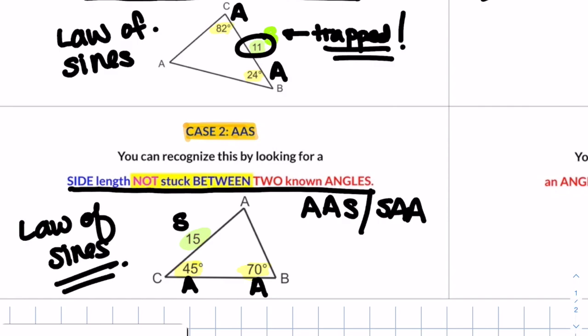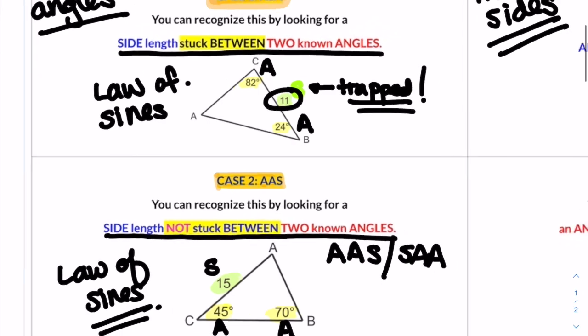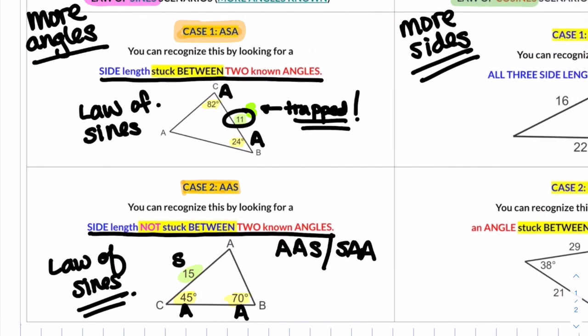Okay, so the takeaway here is I want you to internalize that whenever you have, let me erase this real quick, notice that in both of these cases, we knew more angles than sides.